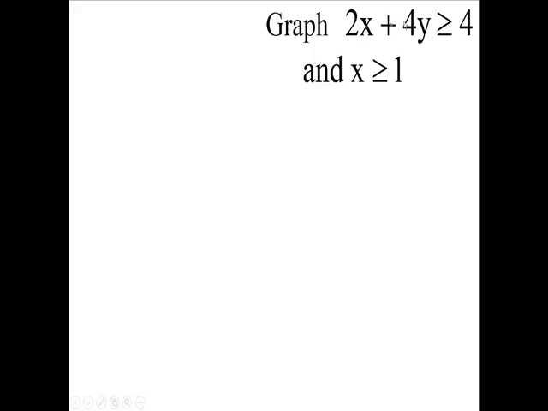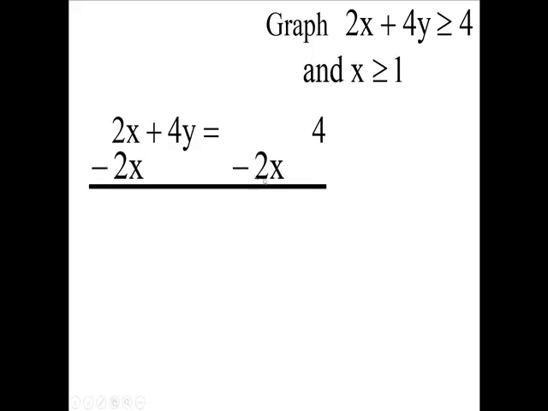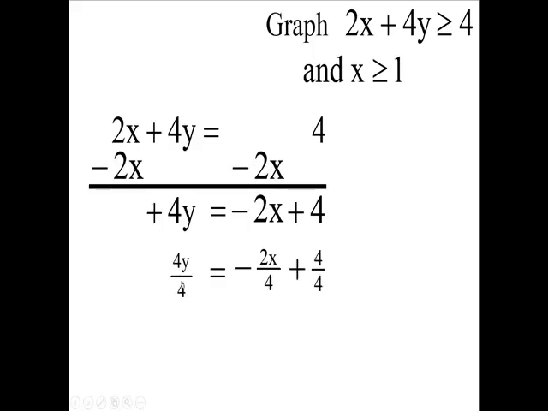Now take this inequality, make an equation out of it, okay? Move the 4 over just a little bit, and we're going to solve this for y. So we're going to get rid of the 2x, subtract 2x here and here, bring down the 4y, this equals, bring down the negative 2x and the plus 4. Okay, now we're going to divide everything by the coefficient of the variable y. So we're going to divide this by 4, equals, divide that by 4, we'll have 2 over 4, and we'll have 4 over 4. So this 4 over 4 is 1.